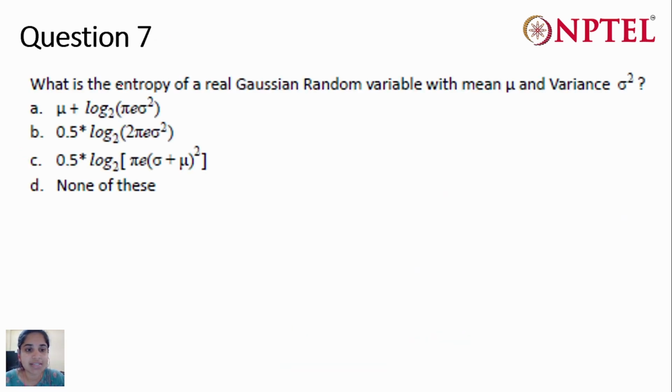Okay. What is the entropy of a real Gaussian random variable with mean mu and variance sigma square? Try to find the entropy for a real Gaussian random variable. Try the probability density function and try to solve it.